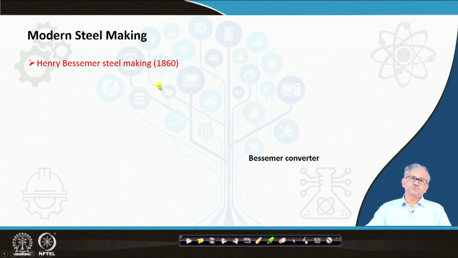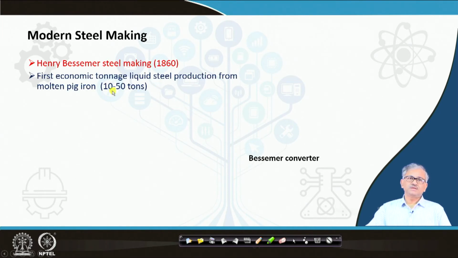Okay, so what is that? Basically, this is the first economic tonnage liquid steel production from the molten pig iron, 10 to 50 tons. By that time, people were making cast iron in the stoke oven, a lot of liquid iron was being formed, and these were cast. So in several places the liquid iron was there. Bessemer wanted to convert that liquid iron to steel, that is, to purify the liquid iron, to take out the impurities by oxidation.